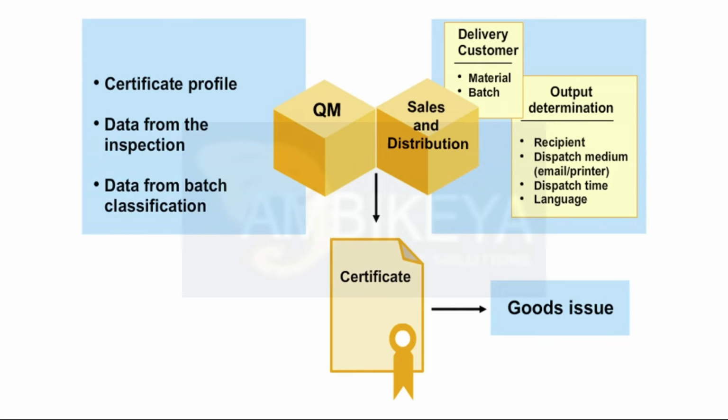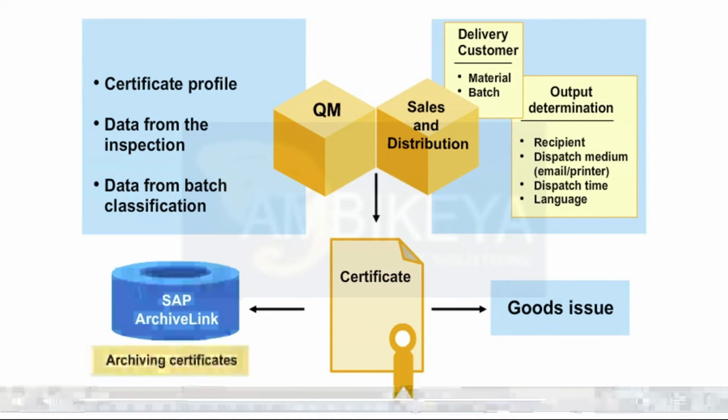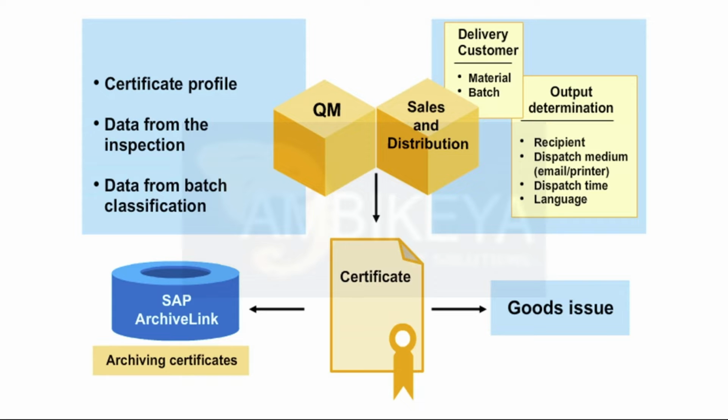The system retrieves the data defined in the certificate profile for the individual characteristics and copies it to the certificate. You can also include inspection results for materials in the production chain on the certificate. You use the certificate profile to control how a skipped characteristic is to be printed on the certificate. The recipient addresses are taken from the customer master data. You can archive the certificates in an archive using SAP archive link.